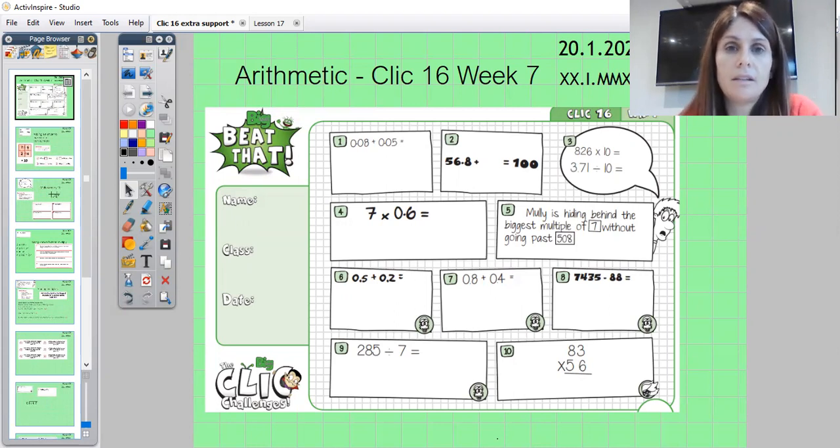As you know, you either do the Clic test or you do the Schofield and Sims. So this is for the people that will be practicing the Schofield and Sims, and what I want to do today is just have a look through some of the questions that I know that you tend to find trickier. Last week we looked at question number 1, and you did actually really well with that.